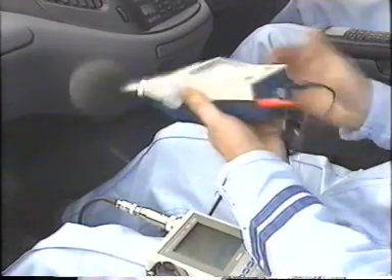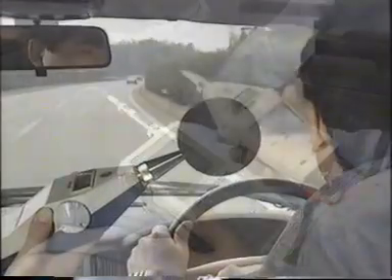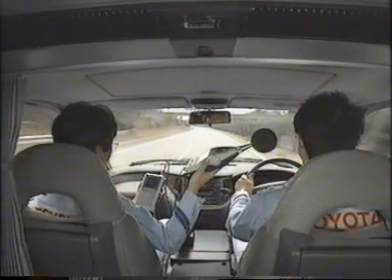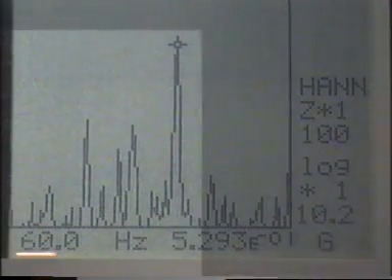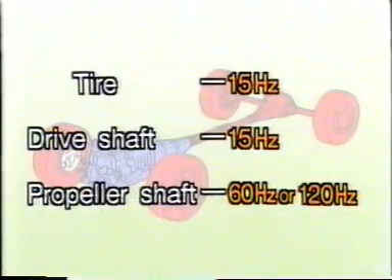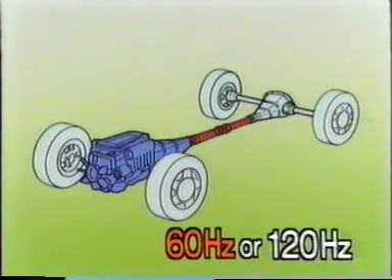The sound meter and the frequency analyzer are connected like this. According to the analyzer, the frequency of the noise is 60 Hertz. This frequency corresponds to the frequency at which the propeller shaft will probably vibrate if it is unbalanced or run out. This indicates that you should suspect the propeller shaft more than anything else.